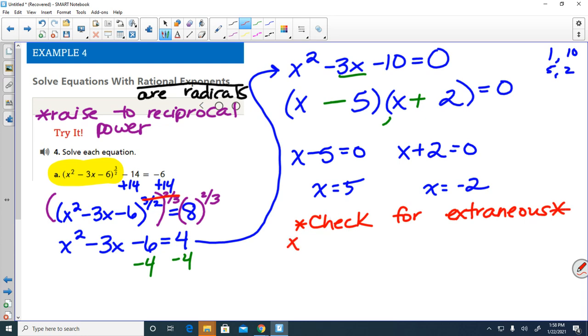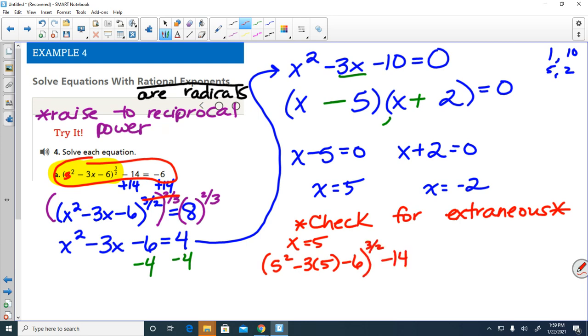So first I'm going to check x equals 5. Go back here, going to substitute in 5 for each x. So 5 squared minus 3 times 5 minus 6, all raised to the 3/2 power minus 14. I want to see if that equals negative 6. So I'm grabbing my calculator. I'm going to type this in.